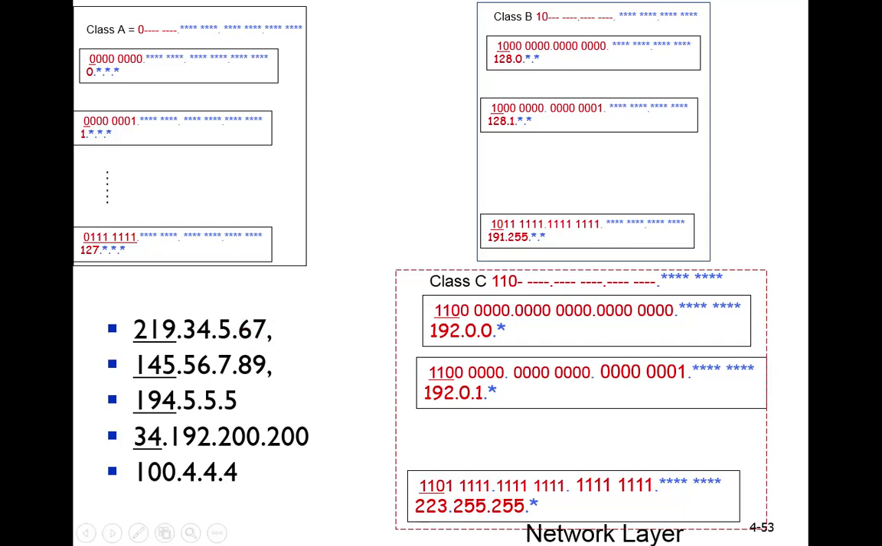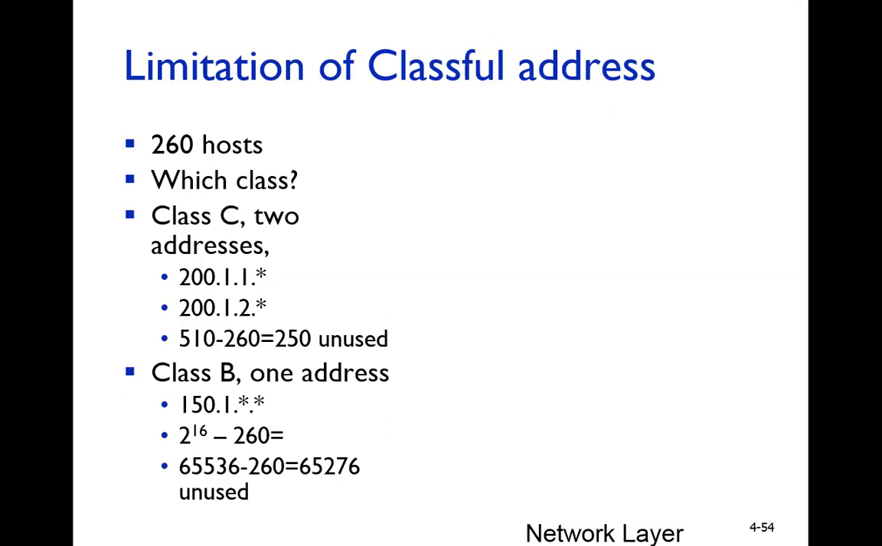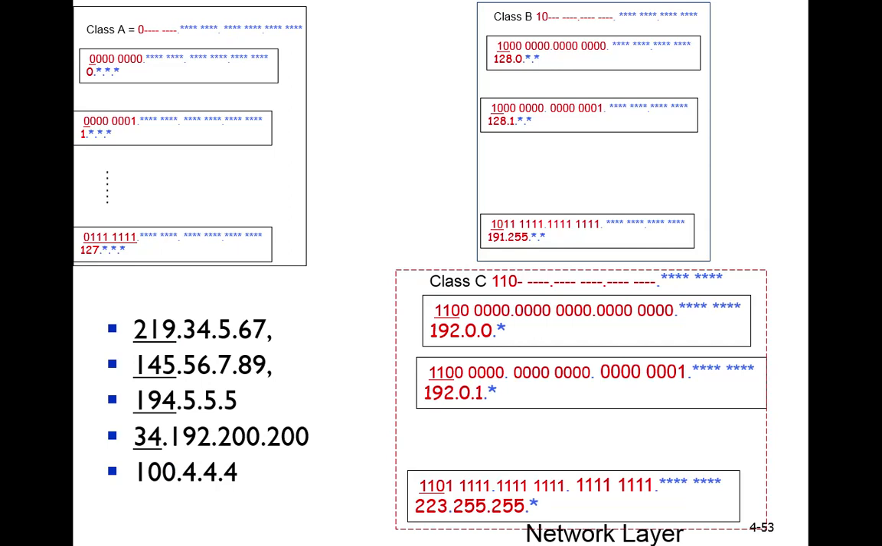But these classful addresses have some problems. We are going to discuss what the problems are. The limitation of classful addresses is this: suppose an organization has 260 hosts. Then it should get IP addresses of class A, class B, or class C.